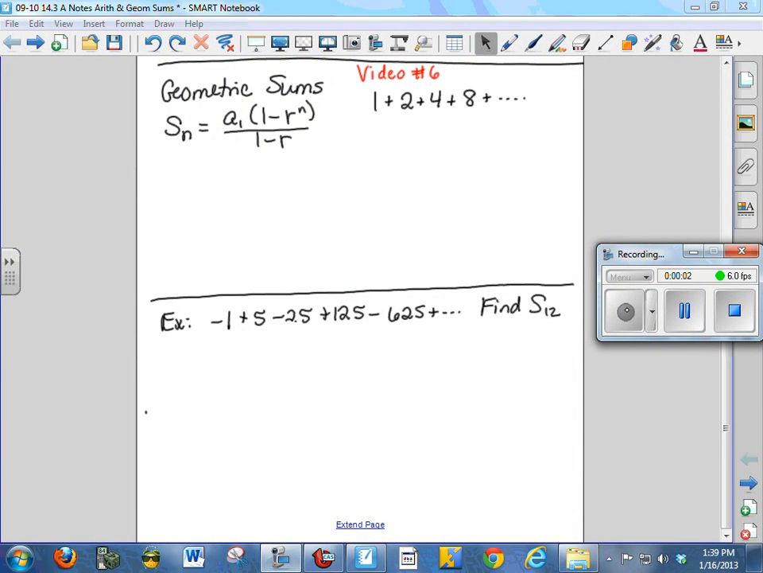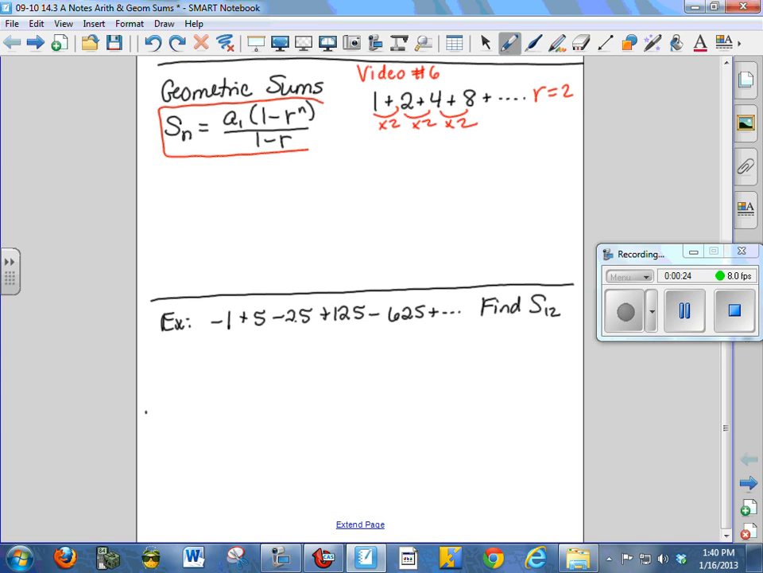Video number 6 in our lovely series of sequence and series videos is about geometric sums. Now you'll notice I have a geometric sum with an r equal to 2 here. We're multiplying by 2 each time to get to the next term. Very simple sequence. We also have a sum formula here, and I'm going to show you where that comes from.